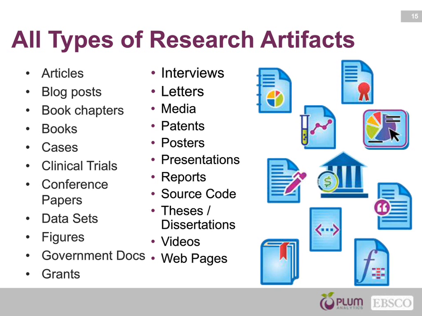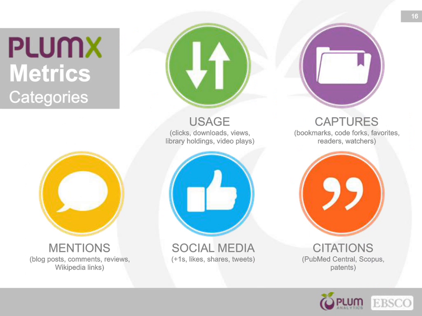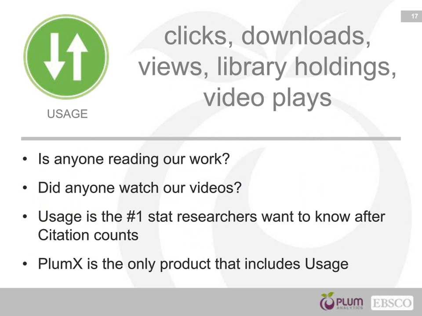So what we do is we gather all of this together, and to be able to analyze it, we group the metrics in 5 categories: usage, captures, mentions, social media, and citations. I'm going to do a really quick walkthrough of what each of those categories look like and what you can learn from them. So usage is the first.